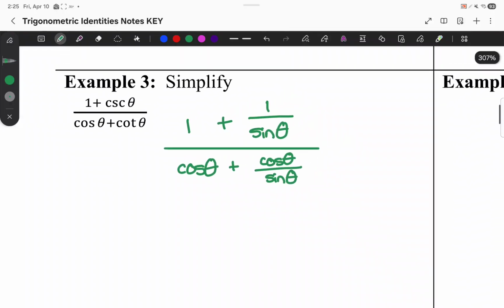Do you notice anything kind of interesting about this? What do you notice? They're both over sine. Yeah, look at that. They both have something in front and then a fraction over sine. There's a couple of ways you can deal with this. What I actually notice is, do you notice how in the denominator, both of these terms have a cosine? What if we tried factoring out the cosine?